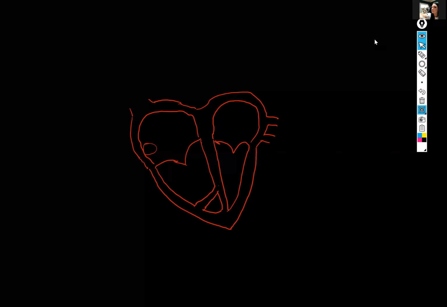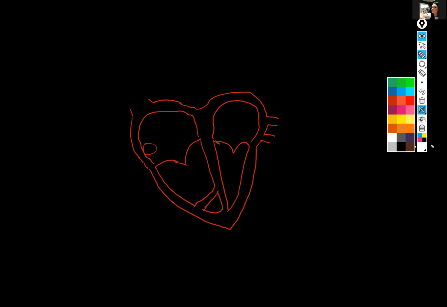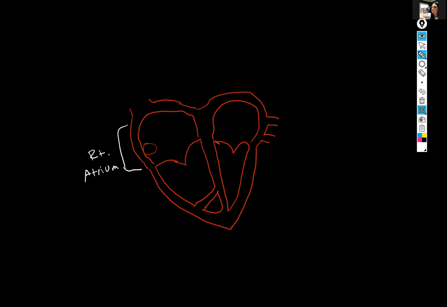All right, so here we have a heart. Let's do some labeling of it just so that we're clear on what part is what. This is the right atrium, and then below is the right ventricle. And this is the left. And those are the ventricles.